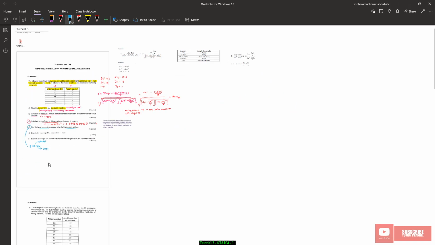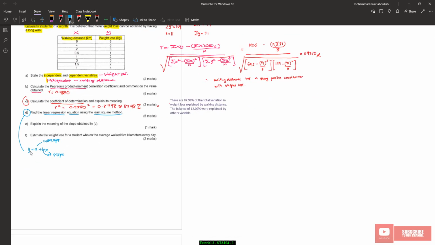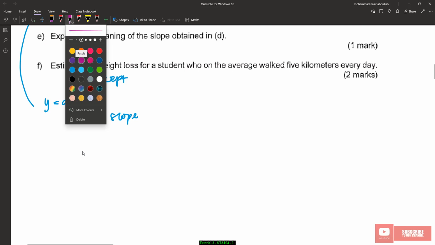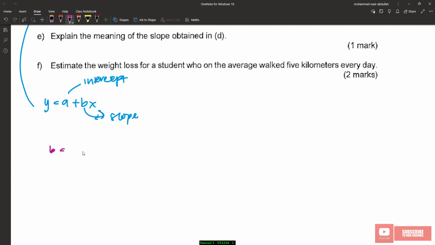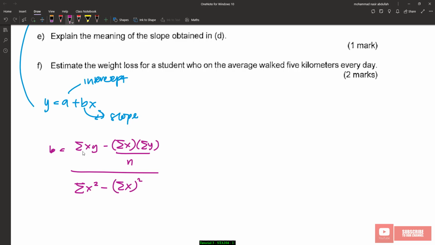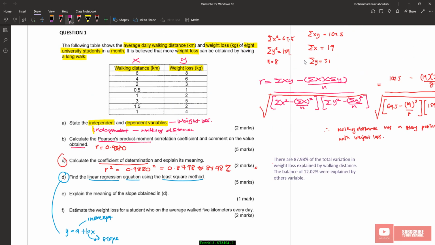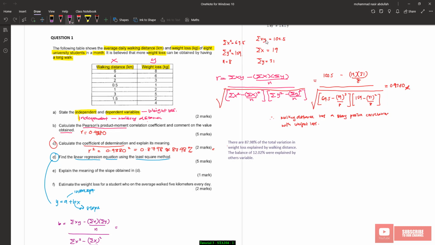So b is summation of xy minus summation of x multiplied with summation of y divided by n, and everything divided by the part for x, right? If we remember the Pearson product moment coefficient, the formula is more or less the same. So first step, you need to calculate b. So b is equal to summation of xy minus summation of x multiplied with summation of y divided by n, everything divided by summation of x squared minus summation of x, squared and then divided by n. We already know the value of summation of xy, summation of x, summation of y. So in answering this question, for the first step you calculate the summation of x squared and summation of xy, and you need to double check all of these, right? Once you get one number wrong here, it means you get b wrong.